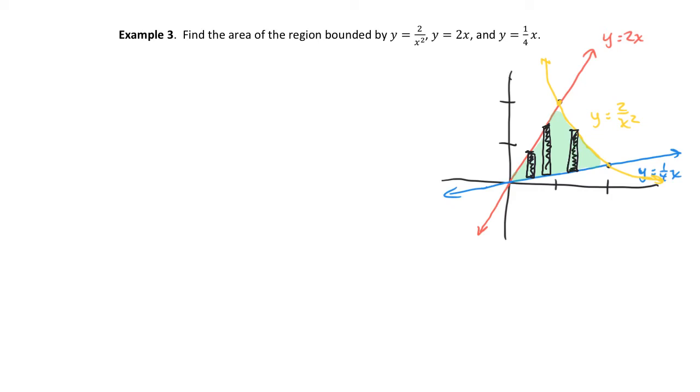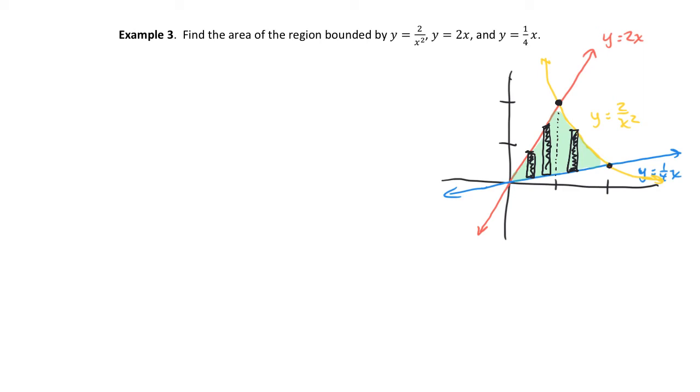and suddenly I have a funny feeling, because all of the rectangles that I'm drawing have a bottom boundary of the blue curve, the 1/4 x, but suddenly at x equals 1, we have this switch between the top curves. Before that particular point, we have the red curve that's on top. After that point, we have the yellow curve.